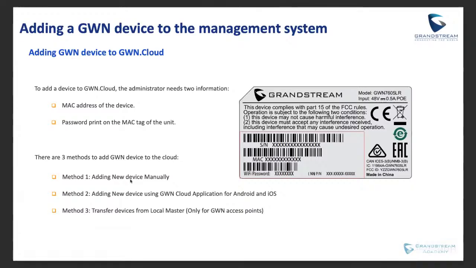You can add it manually, or you can use the application to take a picture of the information on the sticker, and it will add it automatically. Or you can transfer devices from your local. If you already connected the system, you can just add the local master, and it will add all of the devices to your system. But it only applies to Grandstream products, so only the Grandstream network devices.